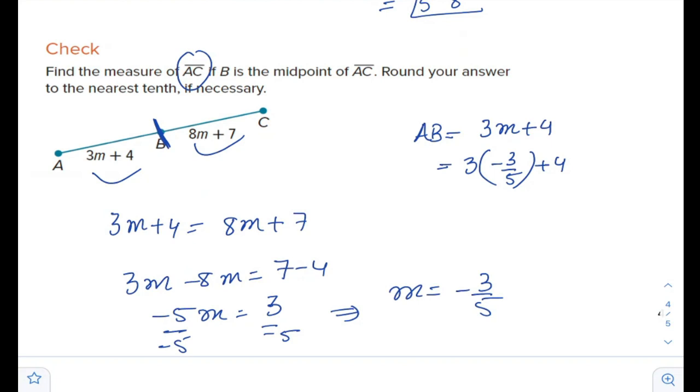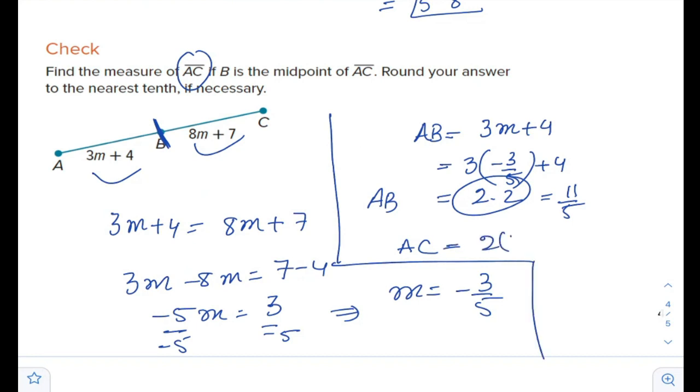Okay, so it will be 3 over 5. Negative 3 over 5 times 3 plus 4 will give us 2.2, or 11/5, whatever. So this is AB. We want AC, so just multiply it by 2. So AC is 2 times 2.2, which is 4.4. AC is the total measure here, sorry, from here to here. Very good.